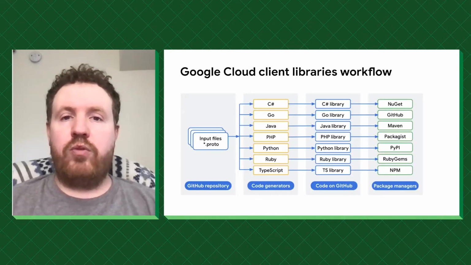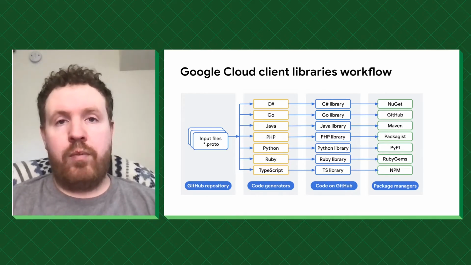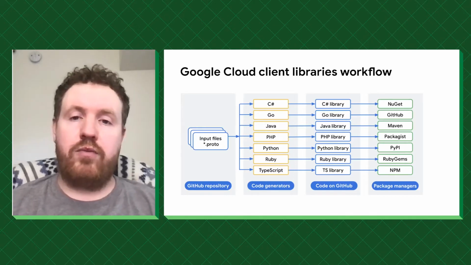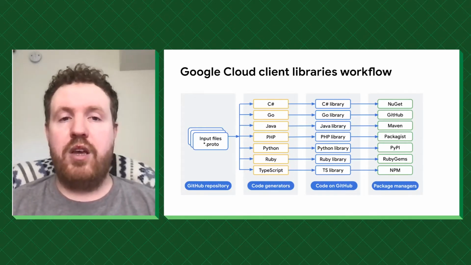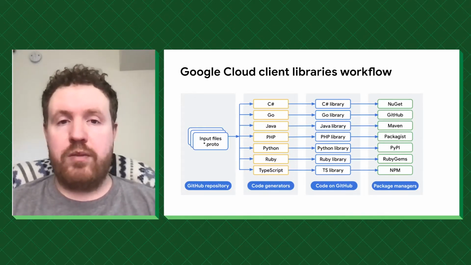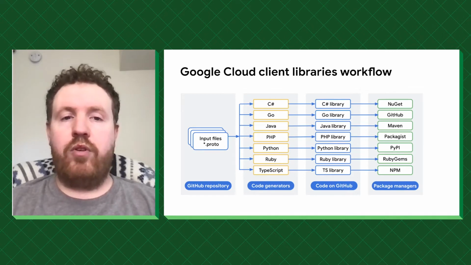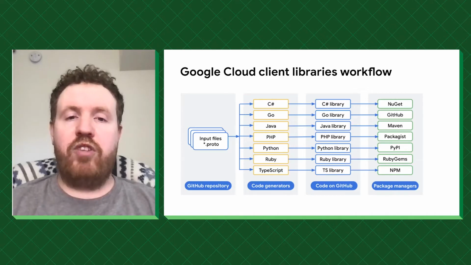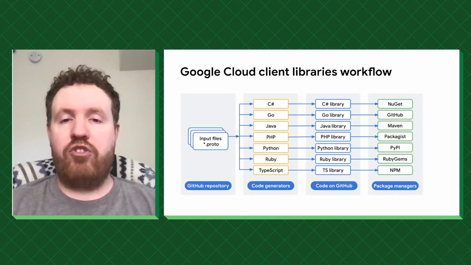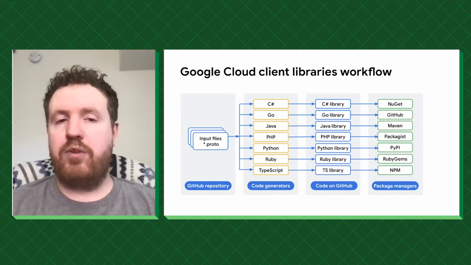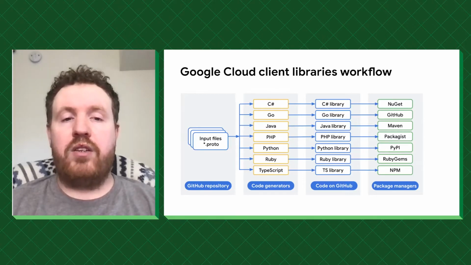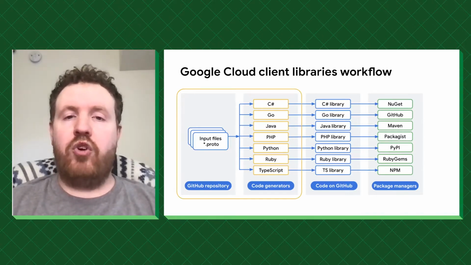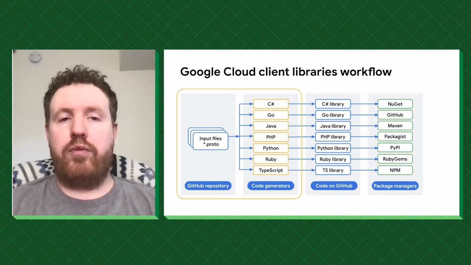Let me start with a short description of our workflow. We develop code generators that produce hundreds of client libraries for various Google Cloud APIs in 7 programming languages. The source code of all the libraries is stored on GitHub, and from there we publish them to the corresponding package managers, such as npm for TypeScript, PyPI for Python, and so on. Today we are going to talk about the generation part of the workflow.